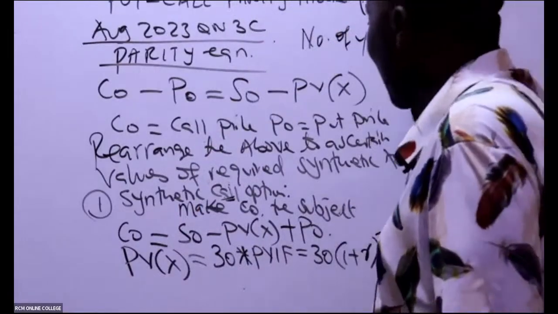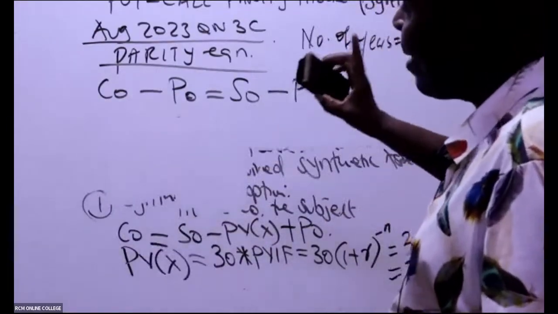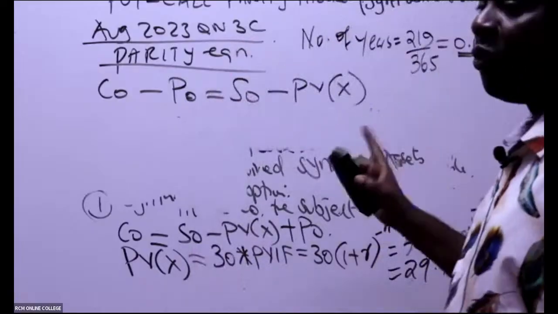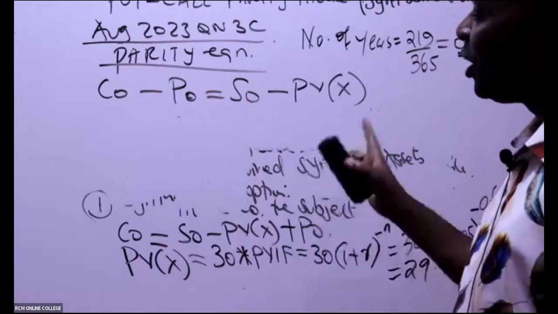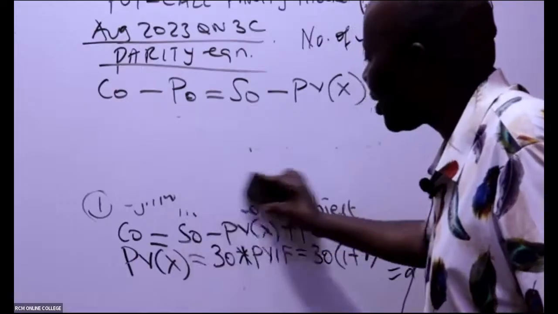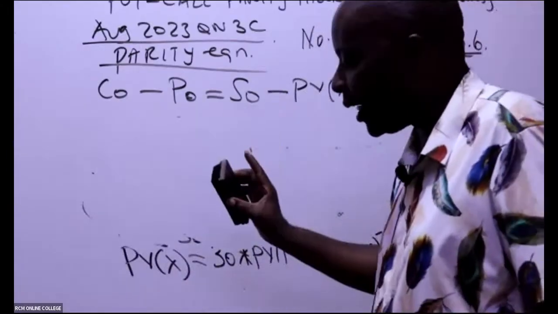So then let's get back here, ladies and gentlemen. This is what we call the parity equation. This equation, you must cram it. It is CO minus PO equals SO minus the present value of the exercise price. You must cram that. And then now we go to the requirement.